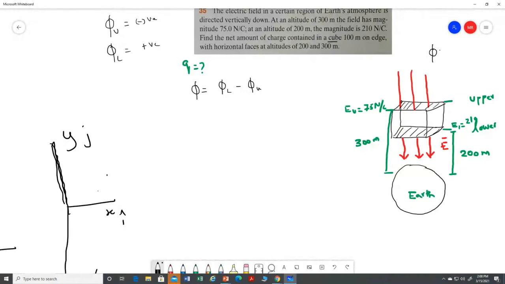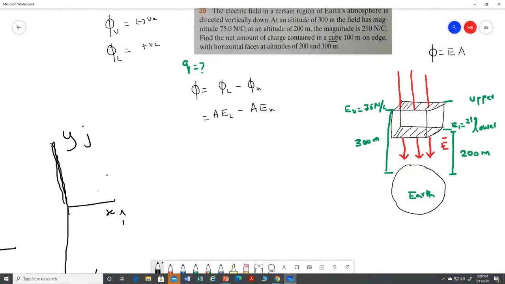What is the formula for the flux? The formula for the flux is nothing but electrical field multiplied by area. This is the rule we already studied. So I am going to use this formula here. What will you get? Area multiplied by electrical field at the lower minus area multiplied by electrical field in the upper. Am I right?